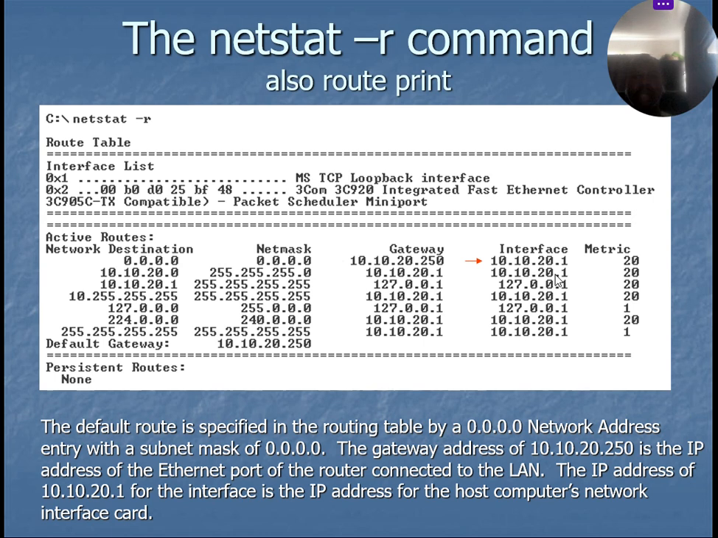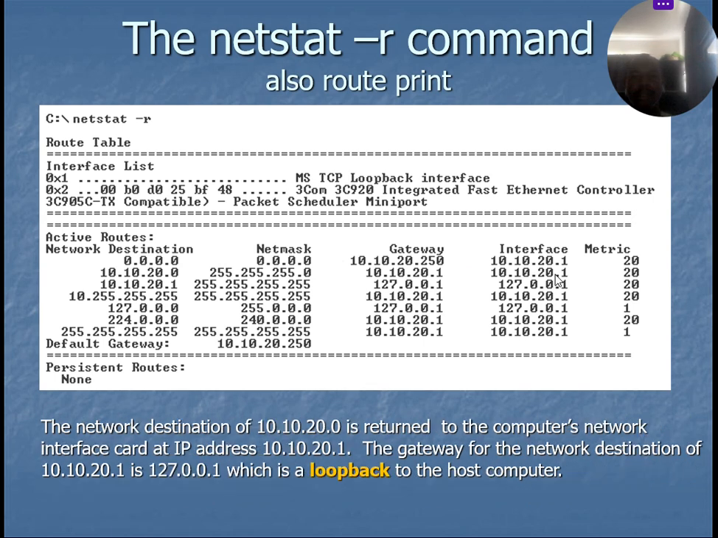So after that, we'll see also a feedback system, a loop back. The destination of 10.10.20.0 is returned to the computer's network interface card at IP address 10.10.20.1. Okay, so 20.0 is coming back to 20.0, which is the real computer, the computer itself.